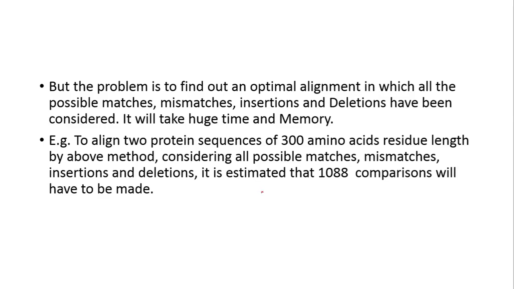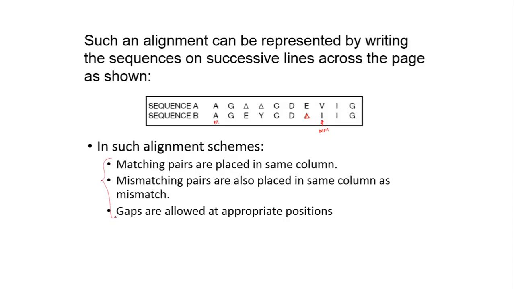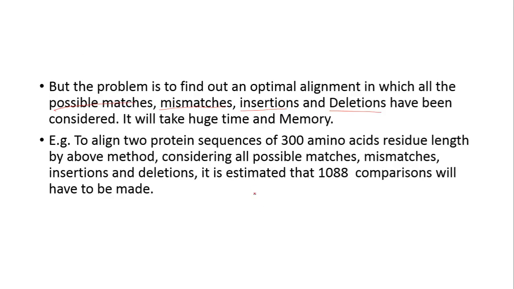But if you want to go this way, the problem would arise when you try to find an optimal alignment. You would also have to consider whether you have taken into consideration all possible matches, all possible mismatches, and all possible insertions and deletions in either of the sequences. Therefore, considering all these four possibilities, a huge amount of time and memory would be required. If you want to align the two sequences by this method and consider all the possible matches, mismatches, insertions as well as deletions, that would take a lot of time and memory.